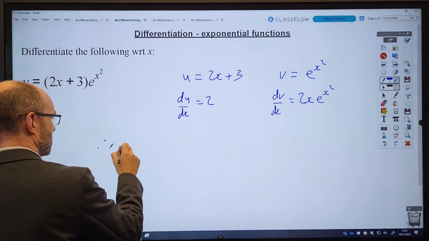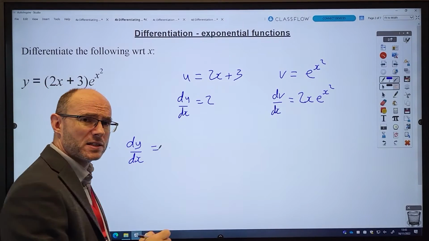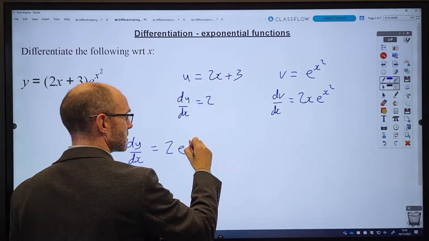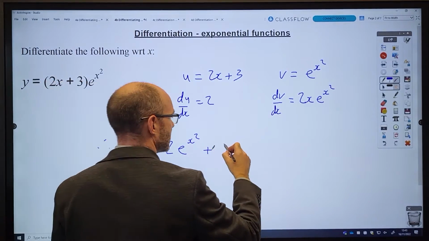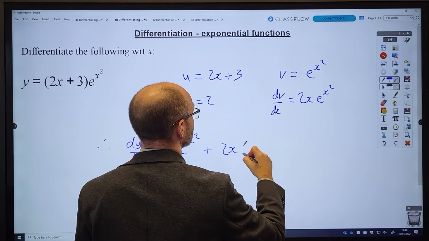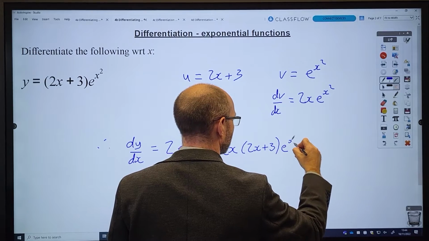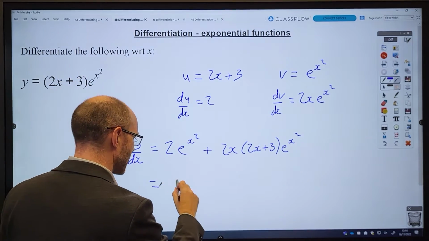Then we can substitute them into the product rule formula. I'm hoping you remember that. v du/dx, so that times by that, which is 2e to the x squared, plus u dv/dx, so that times by that. So I'm going to write it as (2x plus 3) e to the x squared. That's it. It's done.